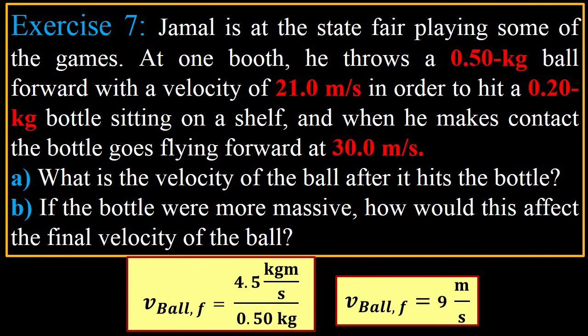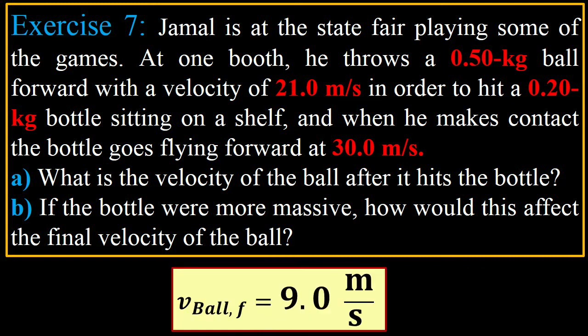So you can see the final value is 9. That's 4.5 divided by 0.5, and that'll be 9. So 10.5 minus 6 divided by 0.5 is 9 meters per second. That'll be the final velocity of the ball. So it's slowing considerably, and some of that momentum was transferred to the bottle. Okay? So it went somewhere. And that's the answer.